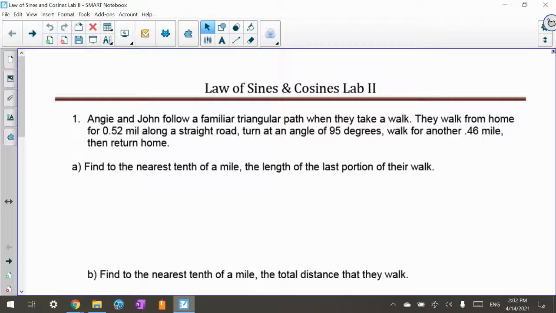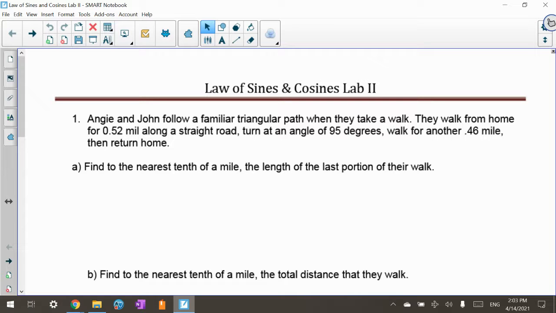Okay, this video is for my pre-calculus class where we're doing some word problems for the law of sines and cosines. So this is lab 2. I'm going to go through and make videos, hopefully of each one of these. So I'm going to try to do a couple problems per video so that there wouldn't be so many.